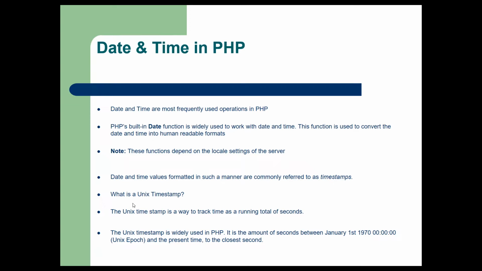So here is the other important concept that is known as Unix timestamp. Unix timestamp is a way to track the time as a running total of seconds. So whenever we refer to Unix timestamp, it means that this is the running total of the seconds from January 1st, 1970 to the current time or any specified date and time.